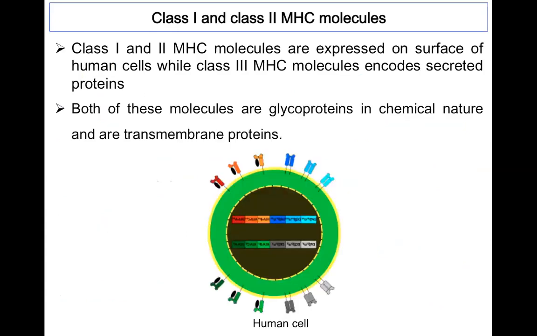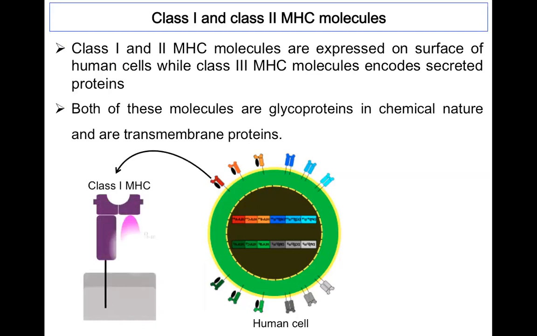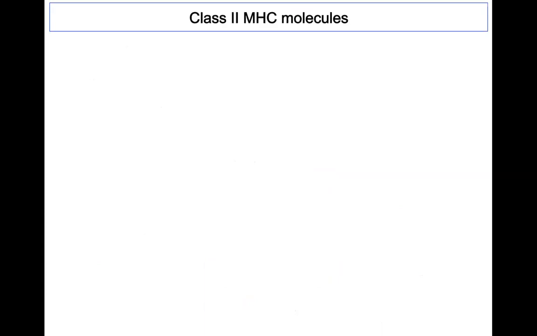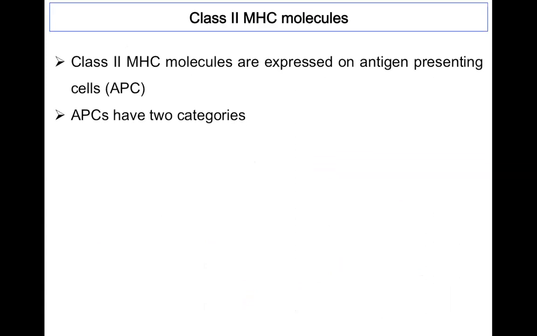So next we talk about the class 1 and class 2 MHC molecules. We have already discussed class 1. In the next part, we are going to talk about the class 2 MHC molecules. One thing, in contrast to class 1, is that class 2 MHC molecules are expressed on the antigen presenting cells, APCs, which we are going to talk about in detail in our next lecture.